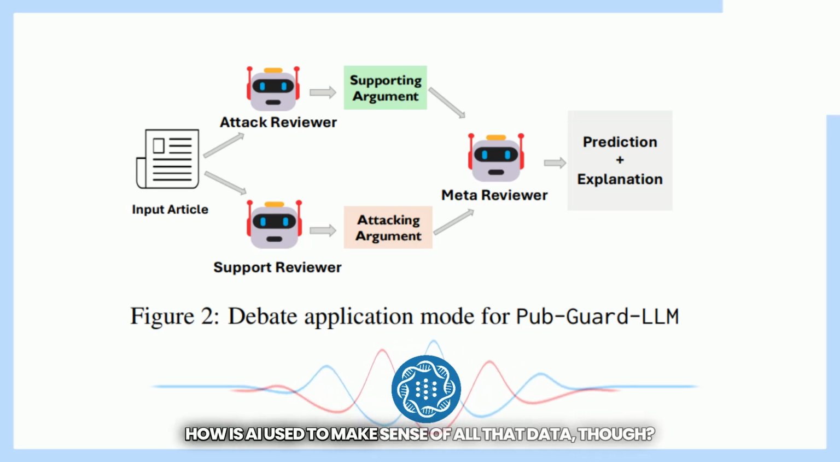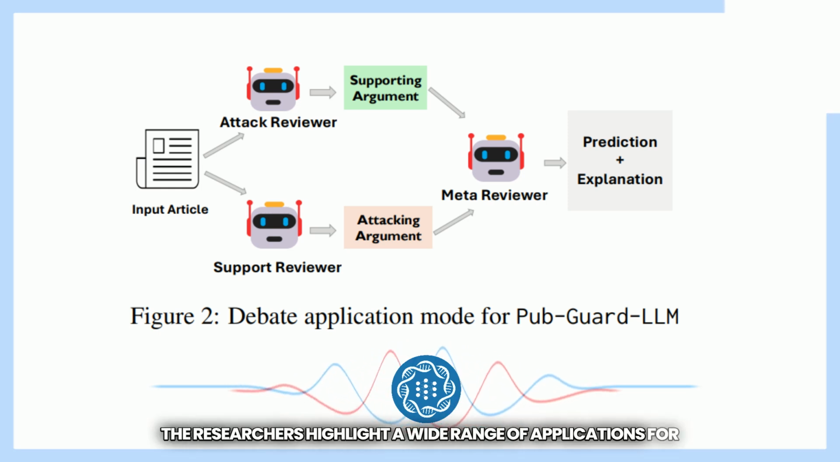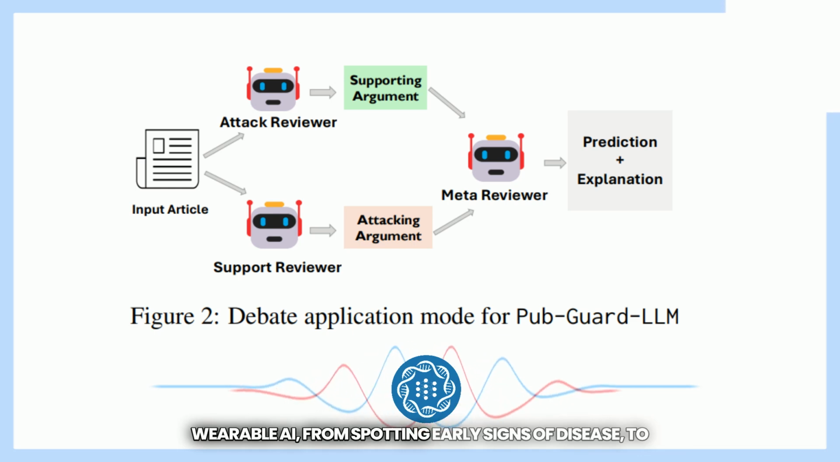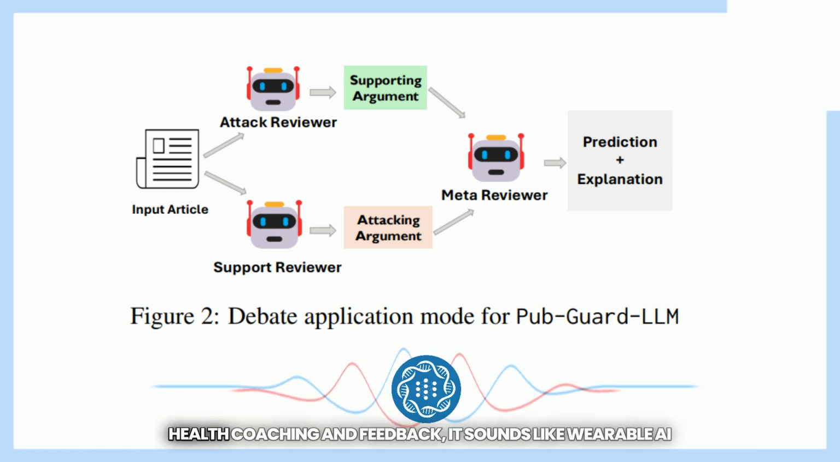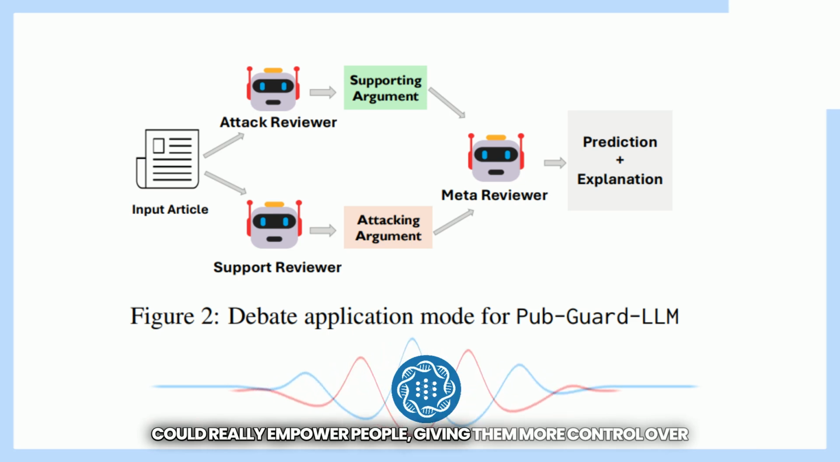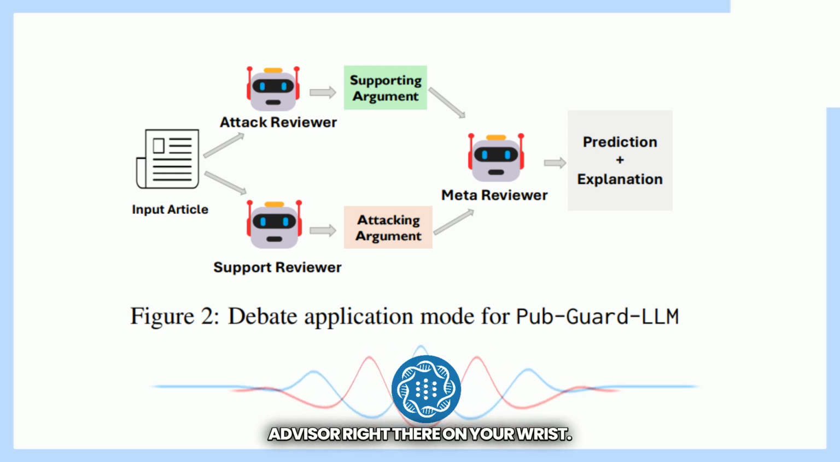How is AI used to make sense of all that data, though? What kind of insights can we get from it? The researchers highlight a wide range of applications for wearable AI, from spotting early signs of disease to monitoring how well treatments are working to providing personalized health coaching and feedback. It sounds like wearable AI could really empower people, giving them more control over their own health and wellness. It's like having a personal health advisor right there on your wrist.